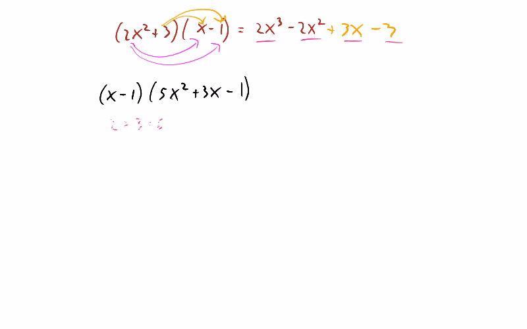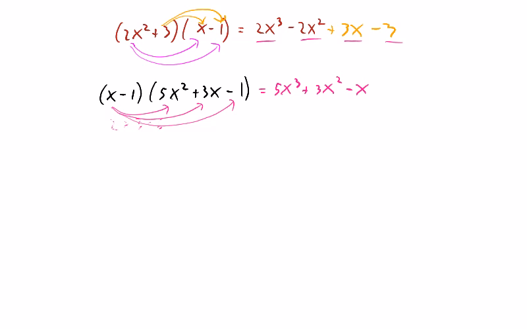And let's begin considering all of the combinations of things that we need to multiply. So first of all, we could multiply the x times the 5x squared, and we would end up with a 5x cubed when we do that. Then we have to take x times 3x, and that gives us plus 3x squared. And then we have to multiply x times negative 1, and that gives us minus x.